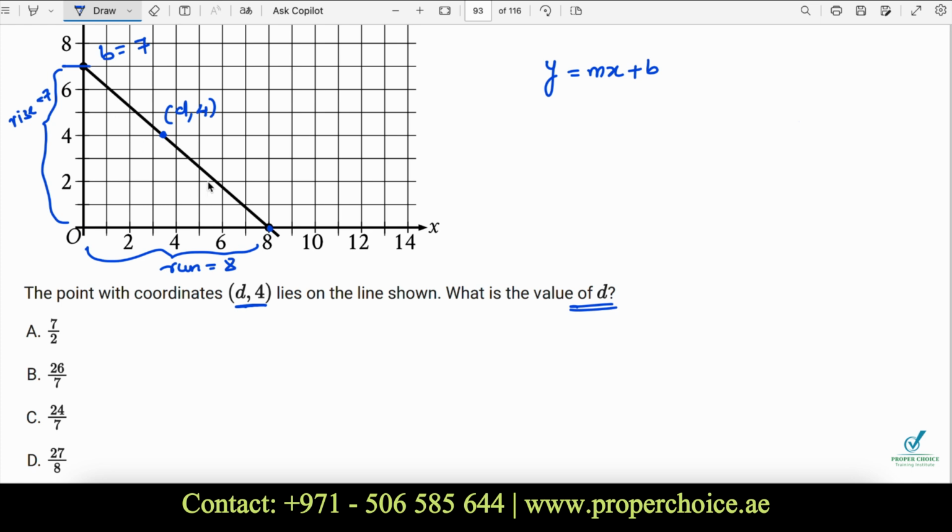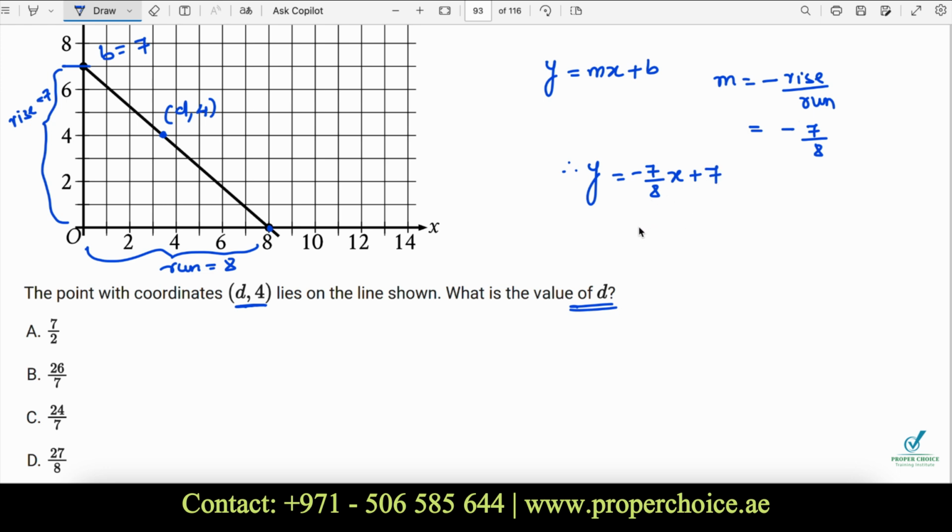And also you can see the line has been aligned in this way. So such lines should have negative slope. We have already discussed these concepts previously. Whenever the line looks like this, the slope of such a line is going to be negative. So in that case, the m value is going to be minus rise over run, which is minus 7 by 8. And also the y-intercept value is 7. So this equation turns out to be y equals minus 7 by 8 x plus 7.